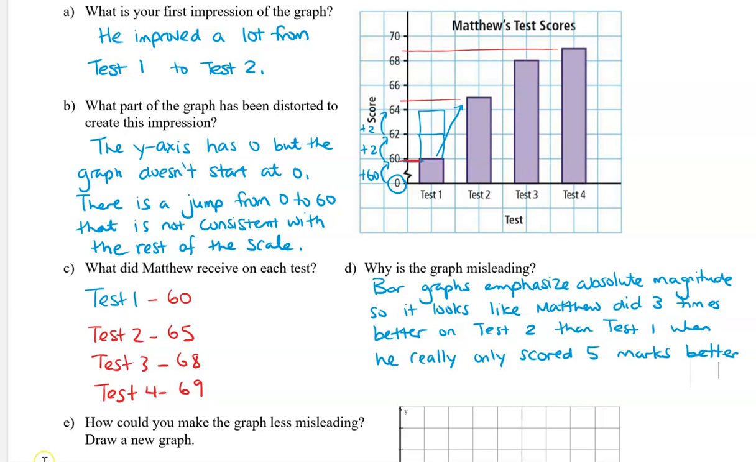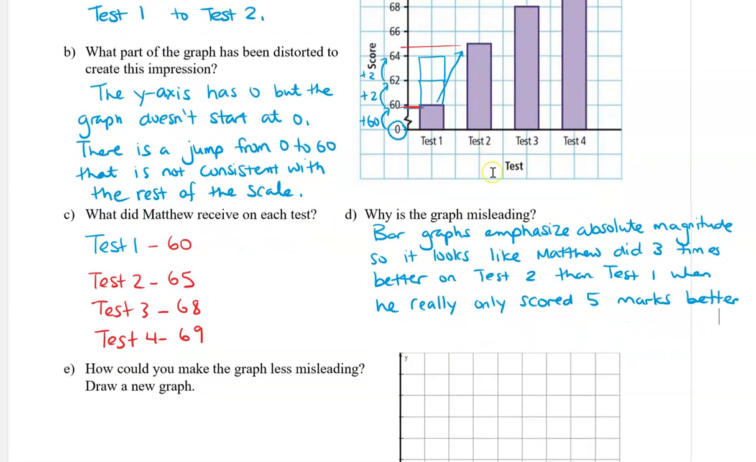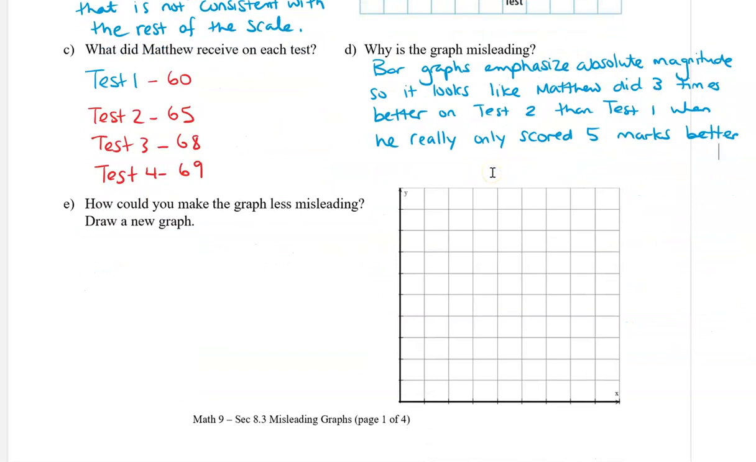So how can we now make the graph less misleading? So we're going to draw the new graph, and what we're going to do is we're actually going to start at a scale of 0, and then we're going to skip count by tens and then be able to draw the entire bar. So I'm going to pause now and draw the graph. And you can do that as well.